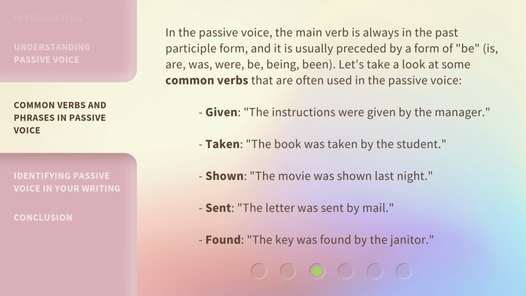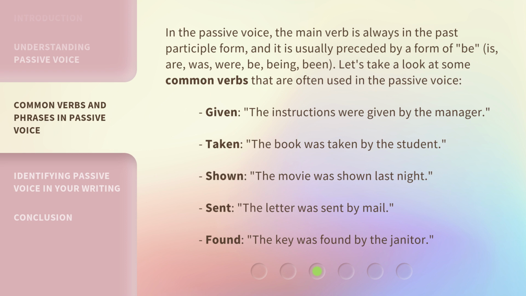In the passive voice, the main verb is always in the past participle form, and it is usually preceded by a form of be: is, are, was, were, be, being, been.